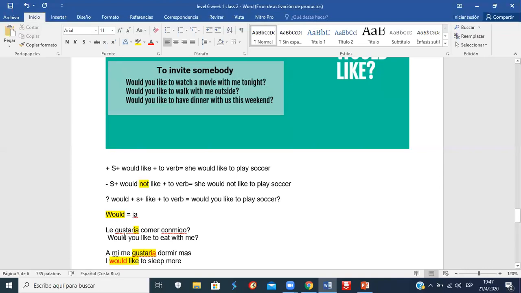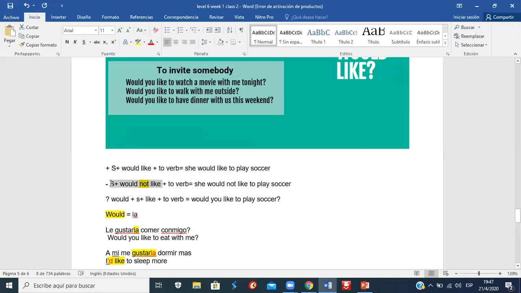The contraction of "would" is something relevant. The contraction of "would" is "'d." So instead of saying I would like, I can say I'd like, the contraction with the D. So I can say I'd like to sleep more. I'd like to go to the park. But remember that with questions, it doesn't apply. The contractions cannot be used in interrogative statements.